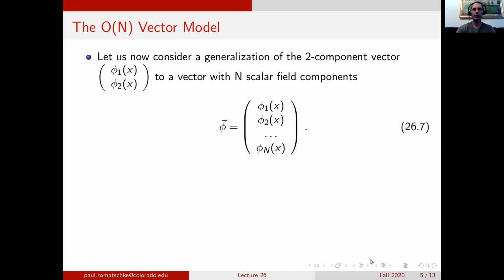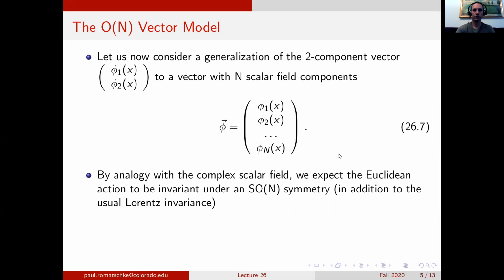Now let us discuss how to set up the O(N) vector model in that regard. We have talked about the complex scalar field being represented by a vector in a two-dimensional plane, so a two-component vector. And there is an obvious generalization to this setup. We can generalize the two-component vector to a vector with n components, phi1, phi2, and so on to phi n. And we represent this vector in terms of this particular symbol here.